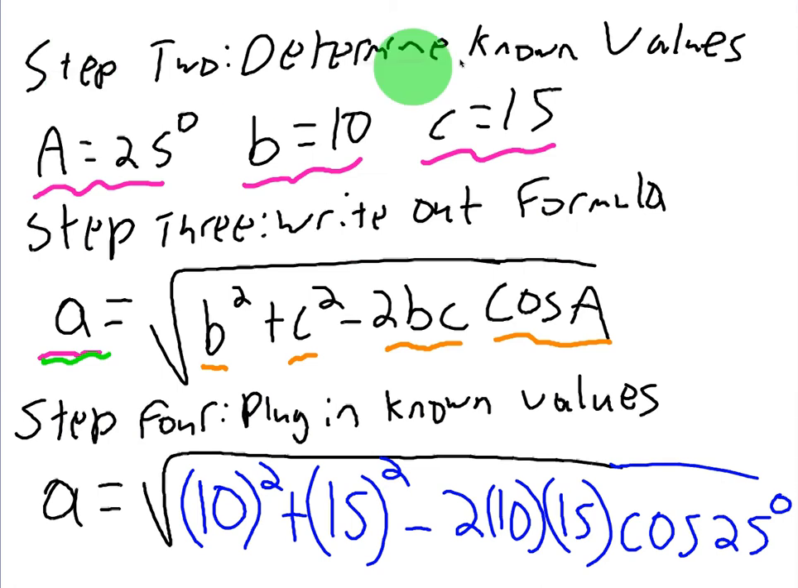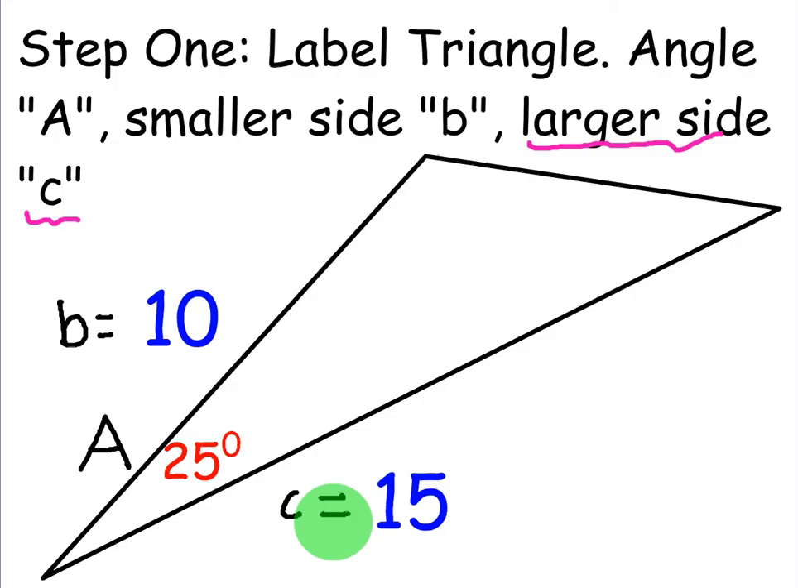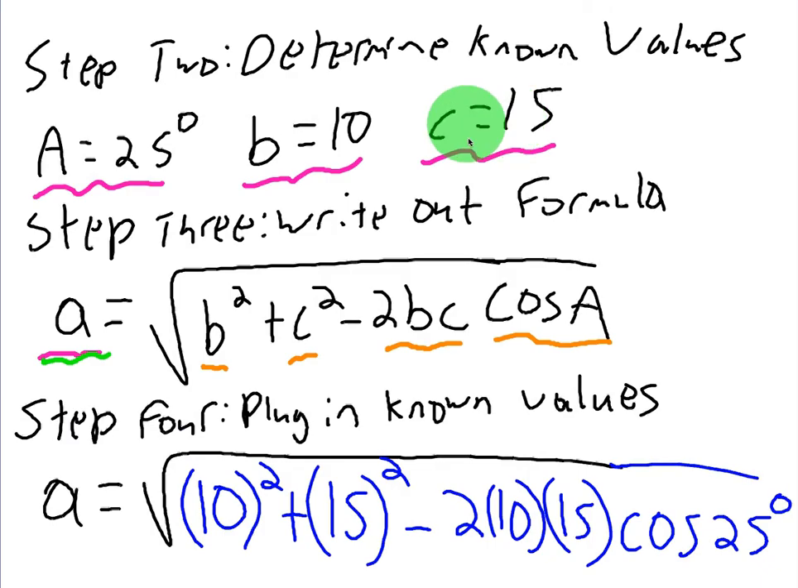Next, step 2, we're going to determine the known values. So there we go. Big A is 25, little b is 10, little c is 15. Again, little c should be your bigger side. C comes later in the alphabet, right? Step 3, write out the formula.